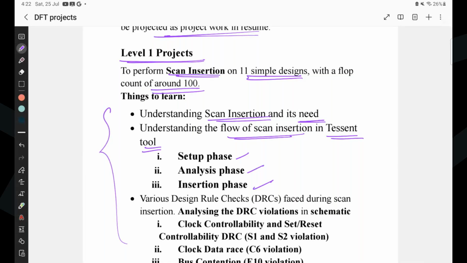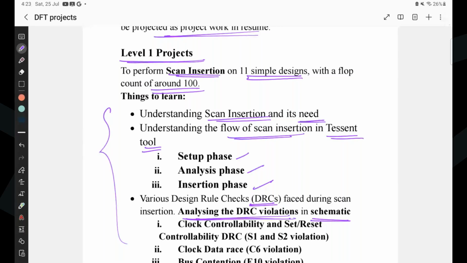Okay. And then we will be understanding about the various scan DRCs, the design rule checks. We will be getting some rule violations. And we will be analyzing the scan DRC violations in the schematic. Each and every rule, why it is getting violated, we will analyze in the tool schematic.